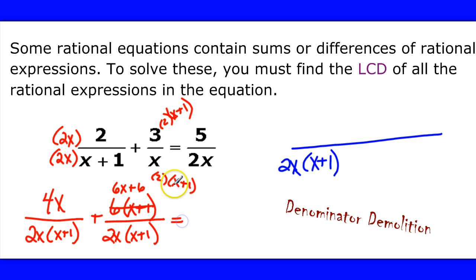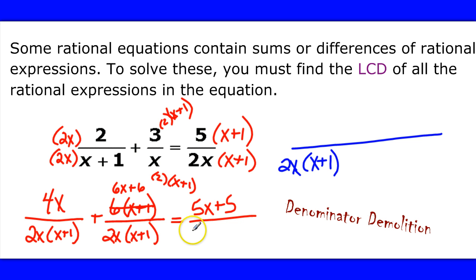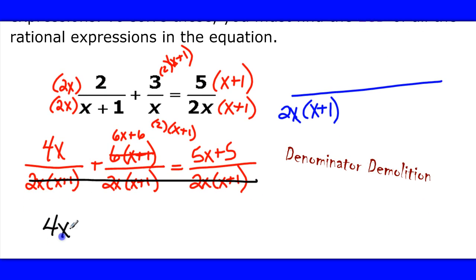Don't forget your equal sign is right there. It flows right down. This already has the 2x, so it needs the x plus 1. So the top needs the x plus 1, and that's going to give me 5x plus 5 over this common denominator of 2x times x plus 1. Once you get to this point, denominator demolition says that if you have an equal sign, if you have an equation, you cannot do this when you just have an expression. But when you have a full-out equation, you can just eliminate the denominators. And so basically this is 4x plus 6x plus 6 is equal to 5x plus 5.